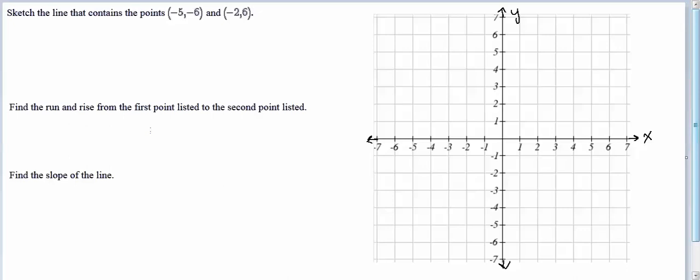In this question, we're first asked to sketch the line containing these 2 points. The points we're given are -5, -6, and -2, 6. So let's first sketch -5, -6. I have an x-coordinate of -5 and a y-coordinate of -6. So I go down to that point. There it is, -5, -6.